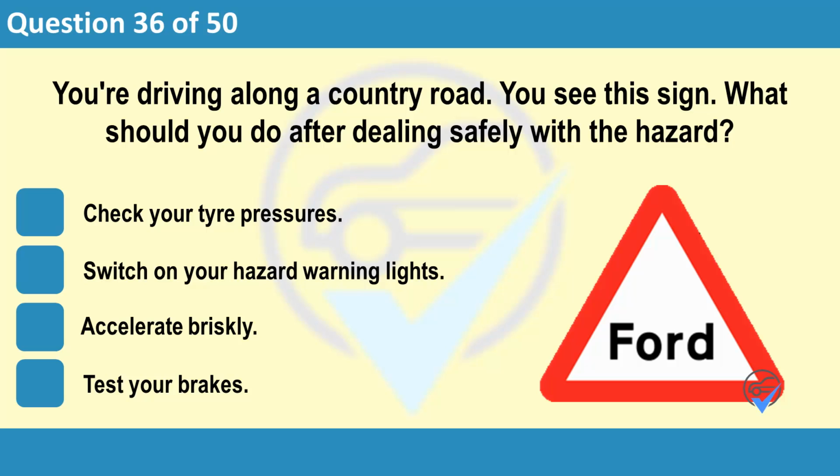You're driving along a country road. You see this sign. What should you do after dealing safely with the hazard? Check your tyre pressures. Switch on your hazard warning lights. Accelerate briskly. Test your brakes. If your brakes have been thoroughly soaked, you should check that they're working properly before you build up speed again. Before you do this, remember to check your mirrors and consider what's behind you.